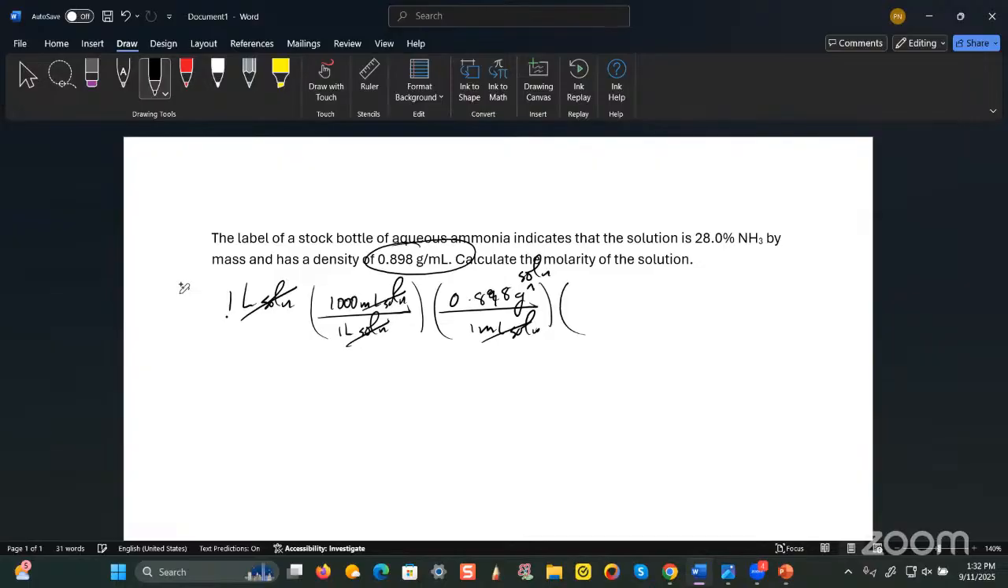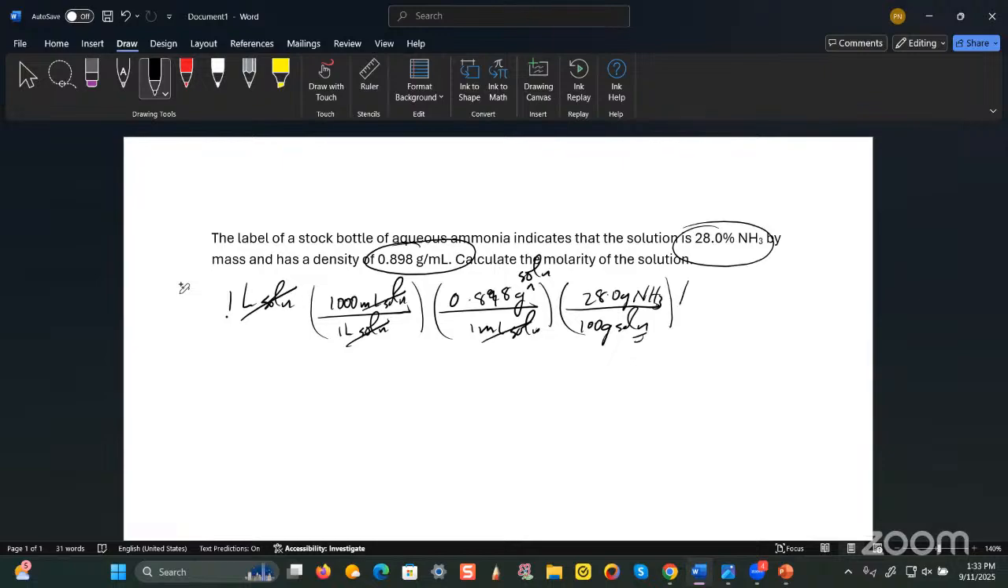Now here is where we go from the mass of the solution to the mass of ammonia. This is what we're going to use. Remember the 28.0% is the mass of ammonia per 100 grams of the solution. So the way I'm going to represent that here is that I'm going to put 100 grams of solution here, and I'm going to put 28.0 grams of ammonia up top. But we're not finished yet because remember, we're trying to find the moles in 1 liter. Up to now, we have found the grams in 1 liter.